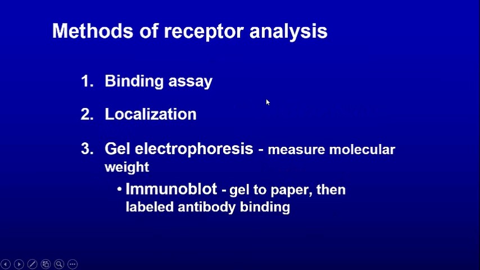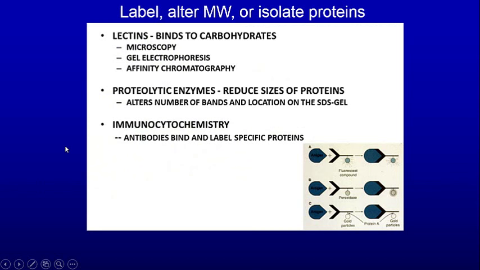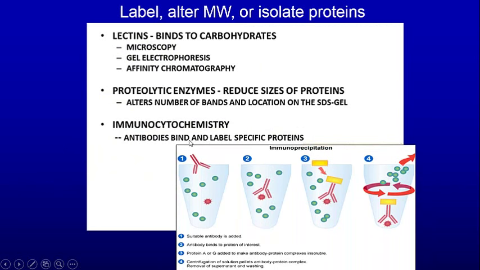And so the methods of binding assay with localization, gel electrophoresis to measure molecular weight, and immunoblot, where you transfer a gel to paper and then label the antibodies on top of that. Here we see plant lectins, concanavalin A, soybean lectin, different lectins, and these bind to specific sugars. And so you're able to identify the different types of sugars by what's there. So lectins binding, they can bind in microscopy, they can bind in gel electrophoresis, they can do it in affinity chromatography as well. And you have enzymes, as I mentioned, and immunocytochemistry.